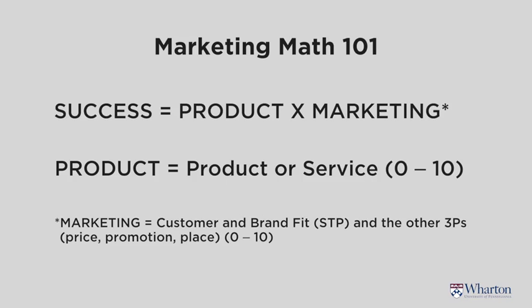So imagine you have the greatest product in the world. It's a 10 out of 10 product or service, but you've done lousy pricing, horrible promotion, and you've used completely the wrong distribution strategy such that your marketing effort is really worth a 0. Well, 10 times 0 is 0. Having a great product won't take you all the way.